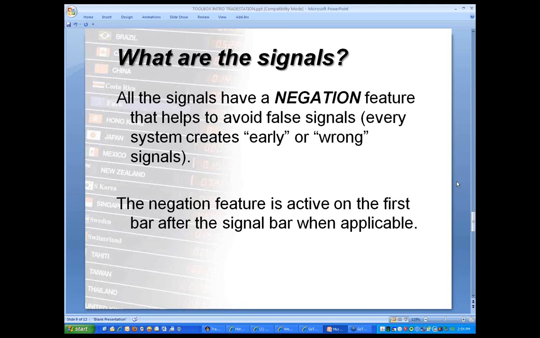Although the signals are very simple and easy to understand, they also have a negation feature, and that helps to avoid false signals. Every system will sometimes generate an early signal or something that's just dead wrong. Sometimes you don't know that till after the market's made a significant move against you. In this case, if that were to begin to happen, there are clues that we look for, and we put that on the screen and say, look, this signal really isn't any good, so you might want to consider cutting your loss. That's active right on the first bar. Right after the first bar is when it can start to function.